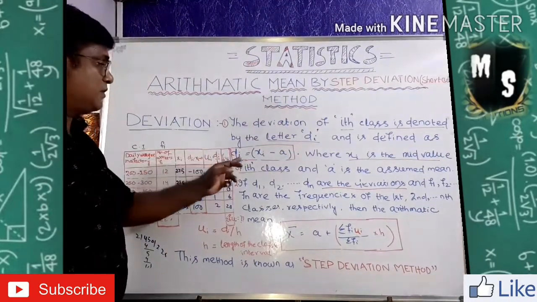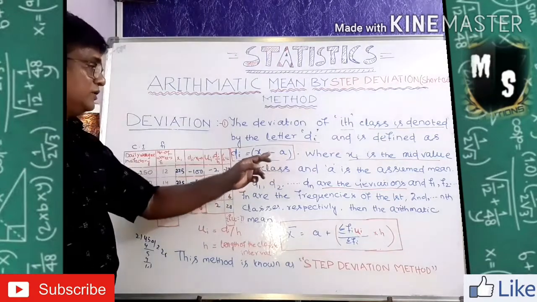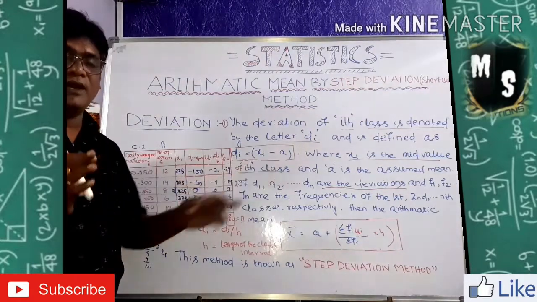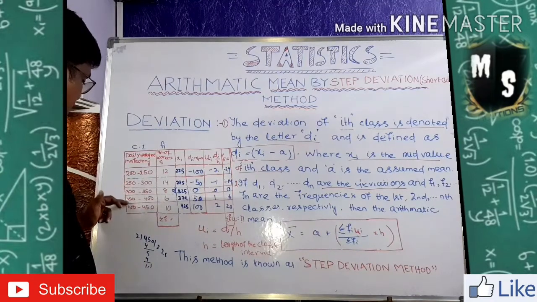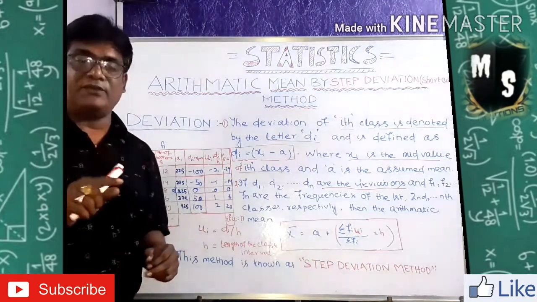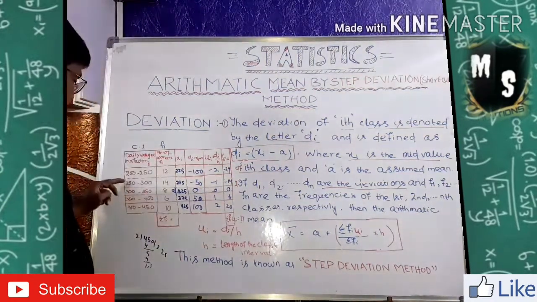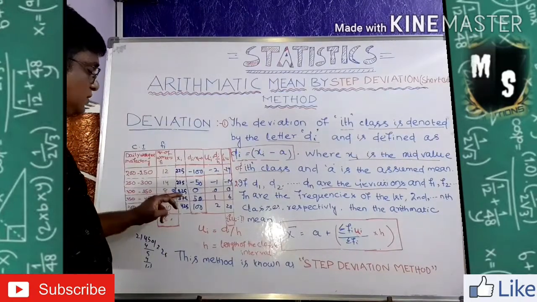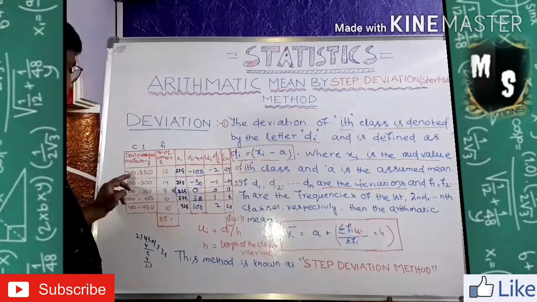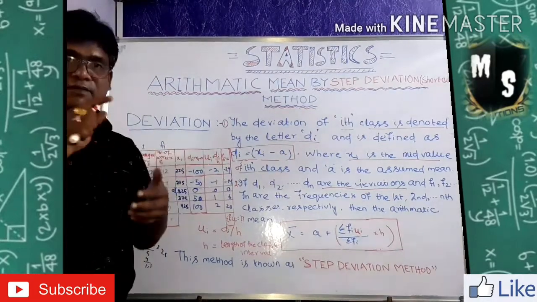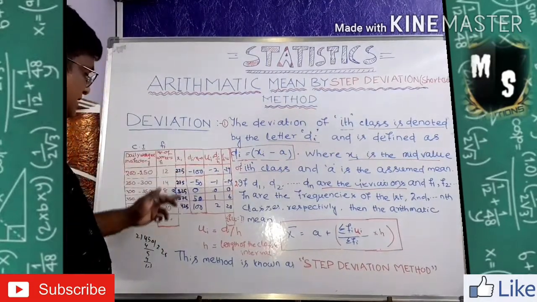And what is the deviation formula? xi minus a. What is the a? A is the assumed mean. How do you calculate the assumed mean? By counting the size: 1, 2, 3, 4, 5. Now 5 plus 1 by 2, that is the third. The third observation in the column is your A. How to calculate xi? Xi is the mid value. Add both and divide by 2. It gives you the xi column.